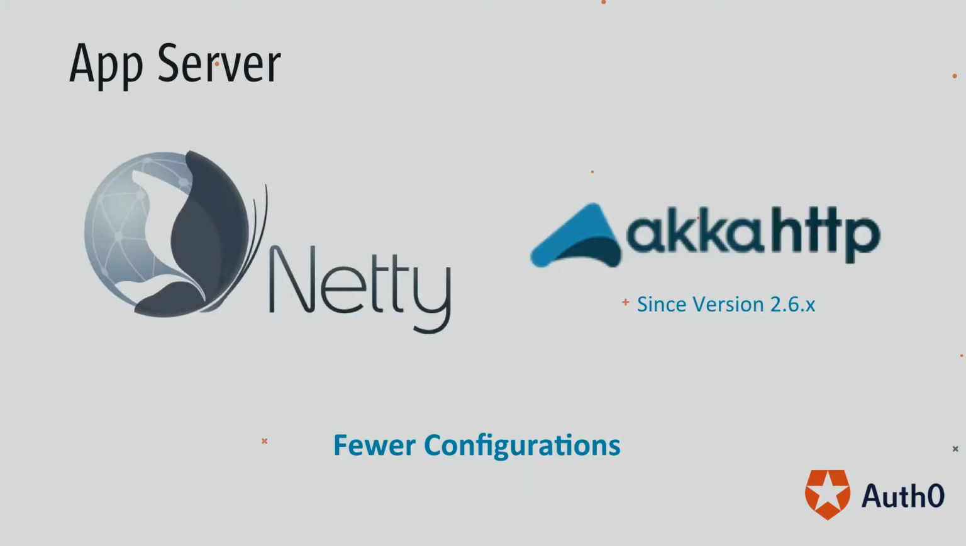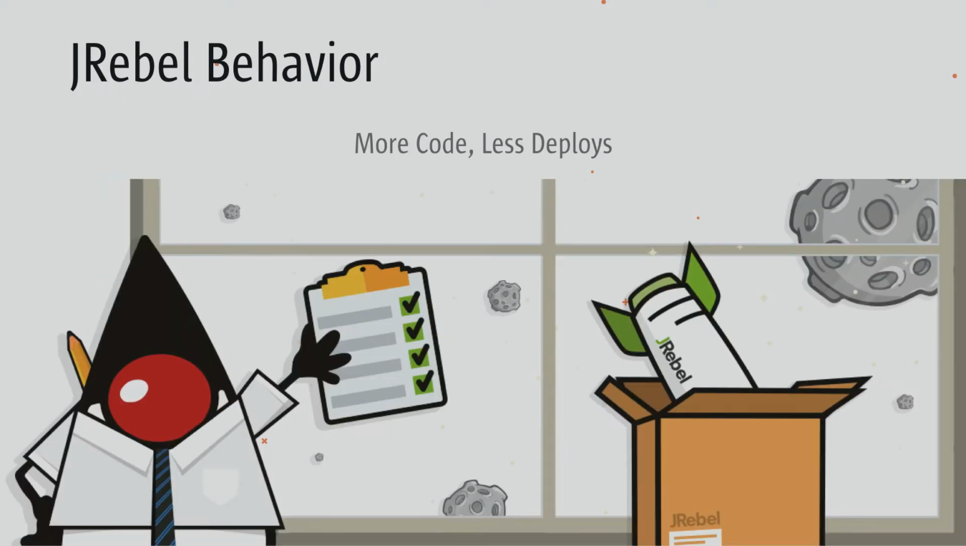The next thing that I like a lot is that it uses its own app server. So I don't need to configure an app server in my development environment or in my services. I only need to install SBT, and everything will work like magic. So I call that fewer configurations. Sometimes we are not good at making configurations in our services, but we are good at development, so we can skip this part. And the next thing is the JRebel behavior.